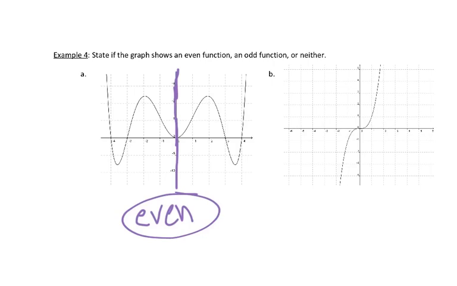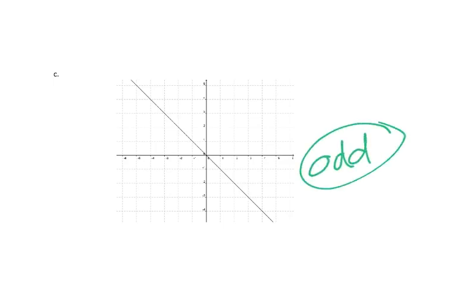In part B, if you turn your paper upside down, it will match exactly the graph you see on your computer screen. And that means, because it's the same upside down and right side up, that it's odd. And one more, again, if you turn your paper upside down, it will match exactly what you see here on the screen. That means that it's odd. Now a graph can be either even or odd, or it can be neither of those. It doesn't have to be one of the two.